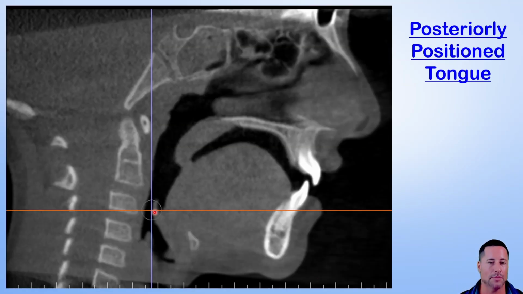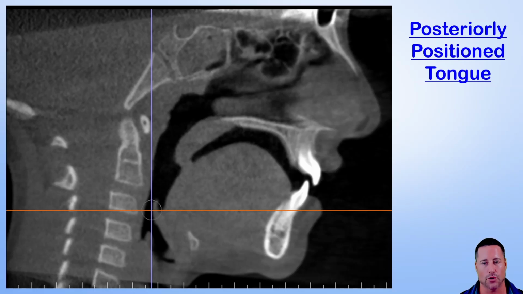And then the tongue being posteriorly positioned, which we've seen in some of the other images as well. This patient, the palate was high and vaulted, so the tongue ended up not having space to fill into the oral cavity and gets pushed posteriorly, occluding the oropharyngeal airway. So that's just a little bit of background.